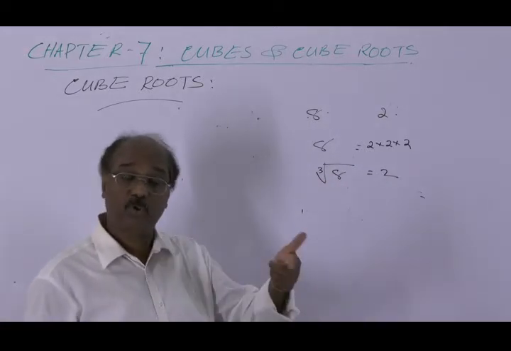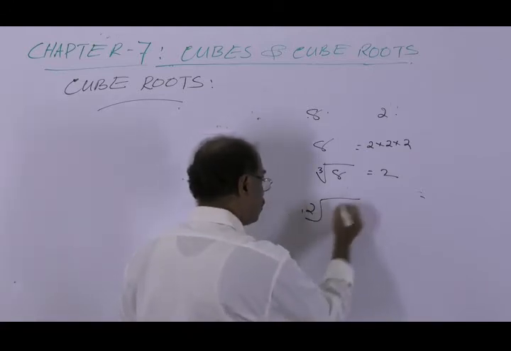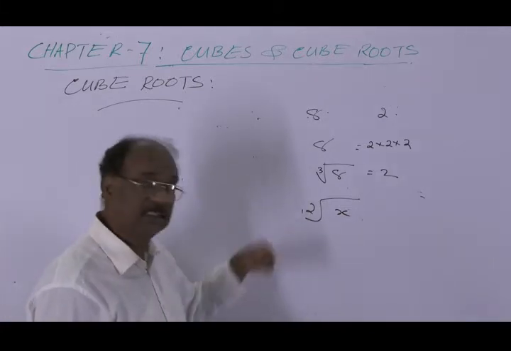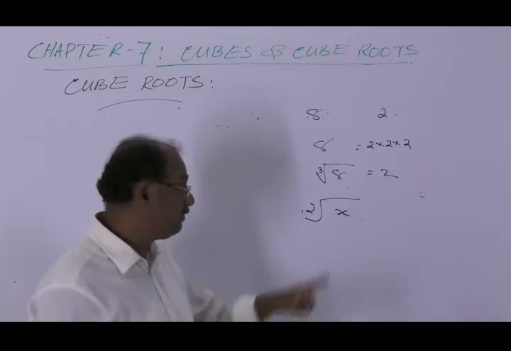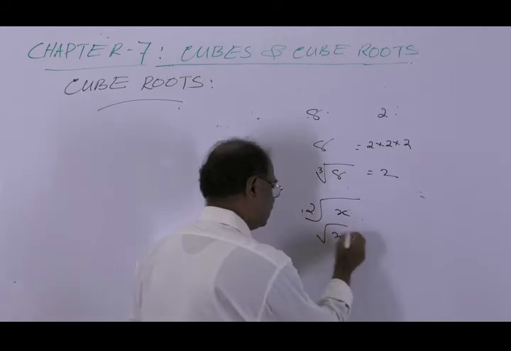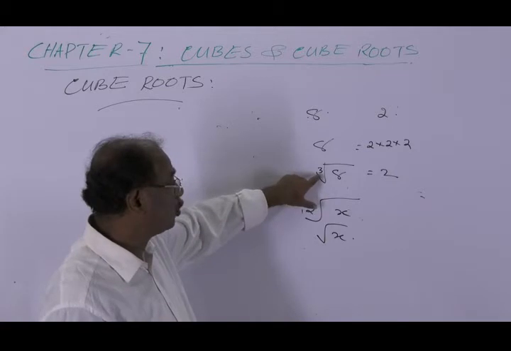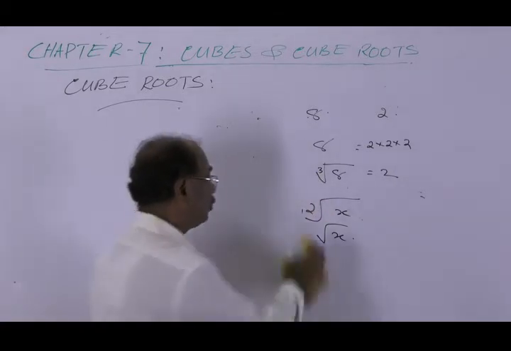In the case of square root, we have seen such a representation. So the square root of a number x is denoted like this. But for convenience, in the case of the square root only, we exclude this 2 and simply write the root of x. But in the case of the cube root, we should write the number 3 here. So the cube root of 8 is equal to 2.